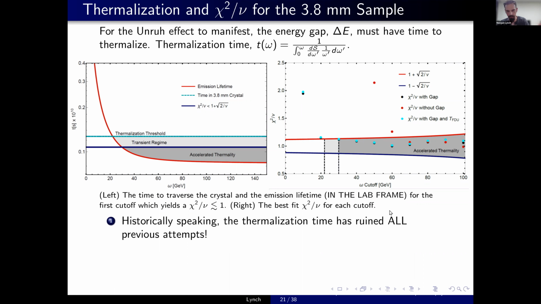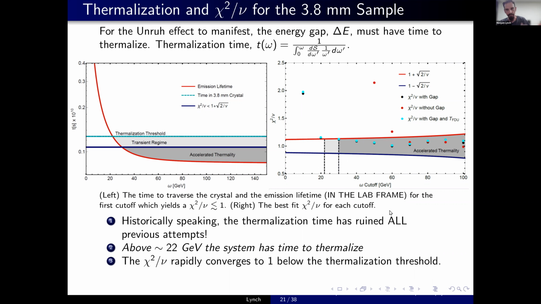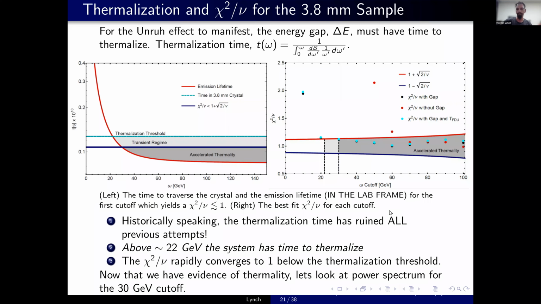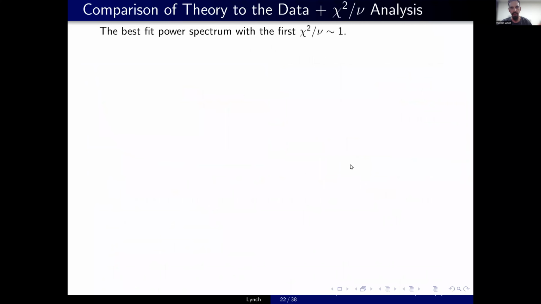Historically speaking, this thermalization time has been one tough thing to crack, to beat, to see the Unruh effect, right? Above 22 GeV, we're okay. Below, we're not, and we see this rapid convergence above that 22 GeV threshold. Oh, and I think there's a transient regime here. I did best fits for cutoffs at 20, 21, 22, 23, and it's very stiff. It was hard for it to go below, but 30 was the first one. Okay, so let's look at the 30 GeV cutoff.